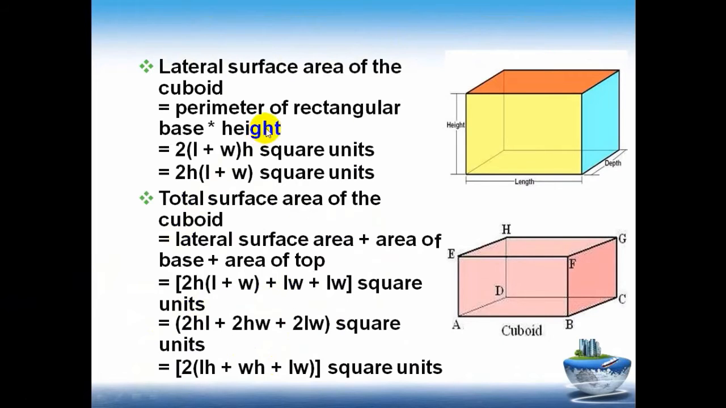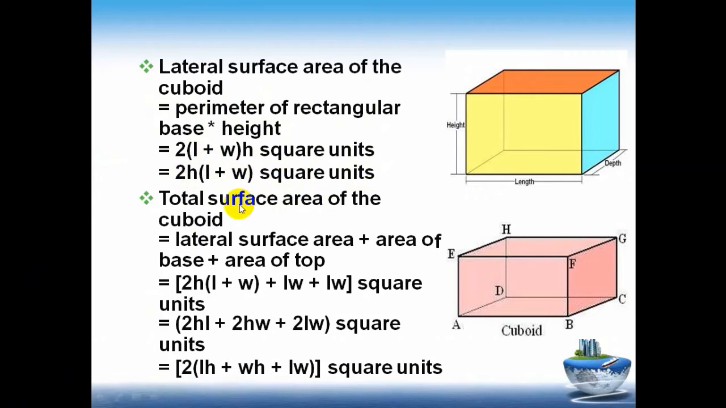So the lateral surface area of the cuboid is equal to the perimeter of the rectangular base multiplied by height, which is equal to 2 into (length plus width) into height square units. And we can write 2 multiplied by h into (length plus w) square units.